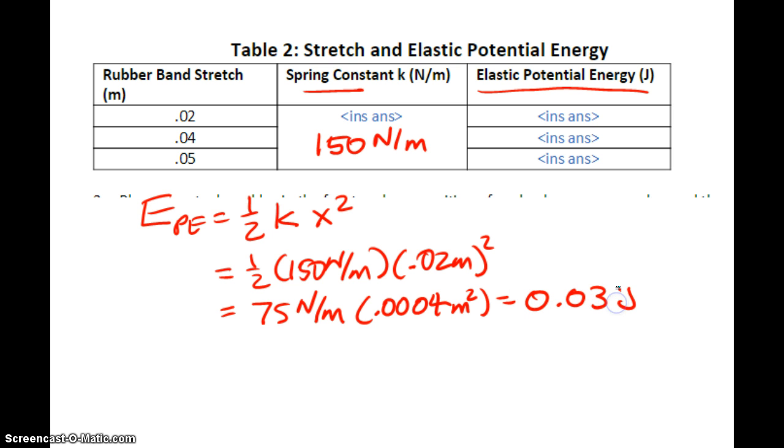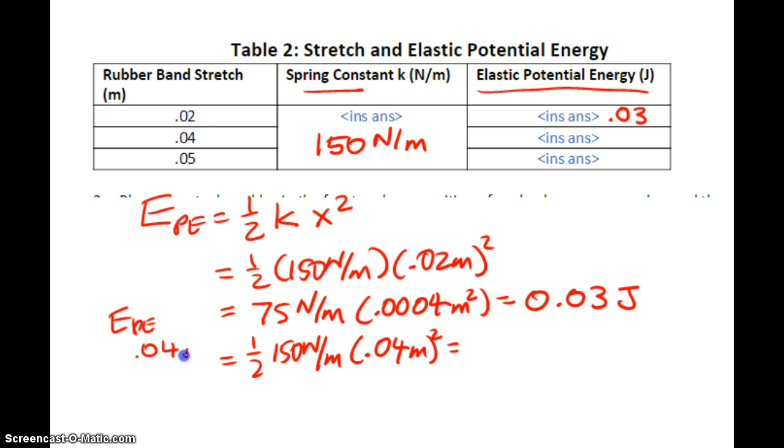When I multiply this out, I get 0.03 joules. You can probably see that I get Newton meters. I have meters squared. It'll cancel with one of those. I get Newton meters, which is the same as a joule. So this would be 0.03, and the joules is already written. That's a pretty reasonable value.